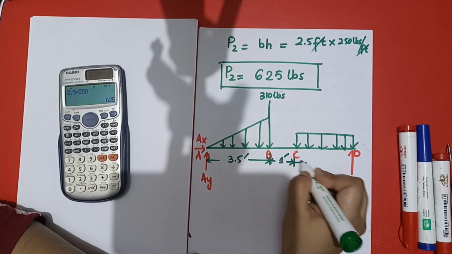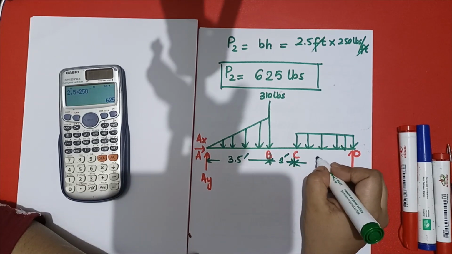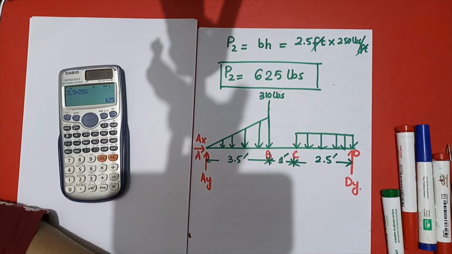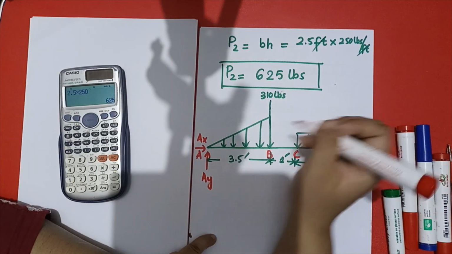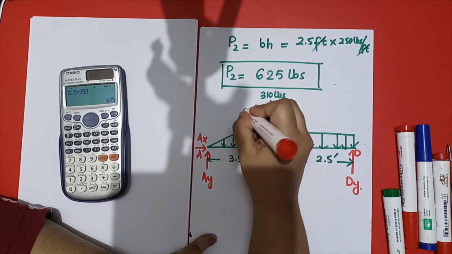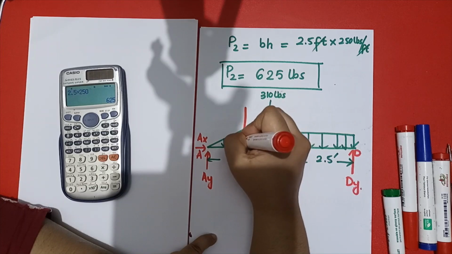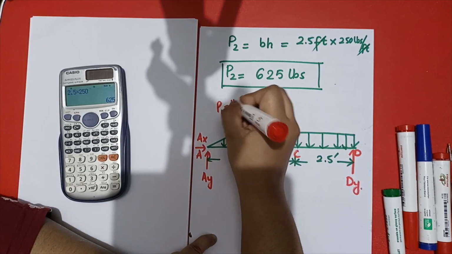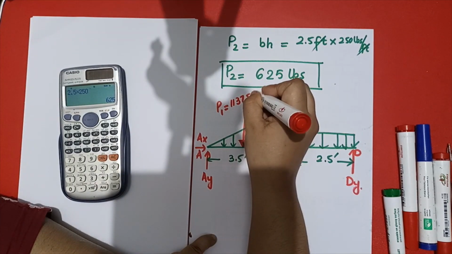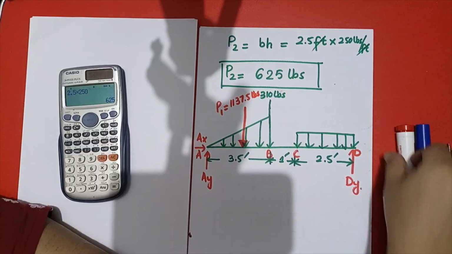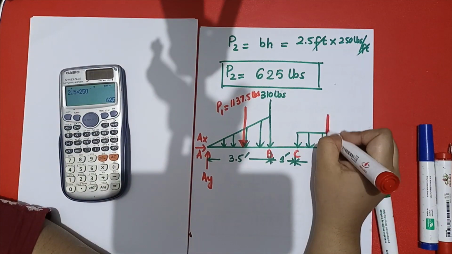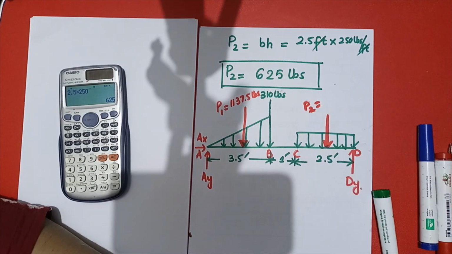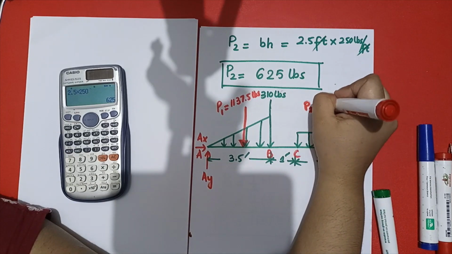Yes, it is 1 foot. And what is this? This is 2.5 feet. Now what we are trying to do is, we have converted the loads into point loads. So if it is a point load, this is P1 equals 1137.5 pounds. And the next one is P2, and P2 equals 625 pounds.